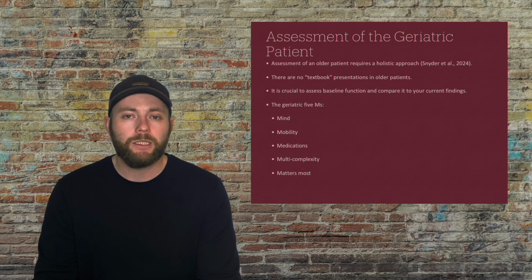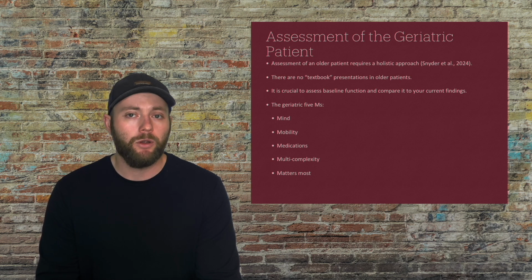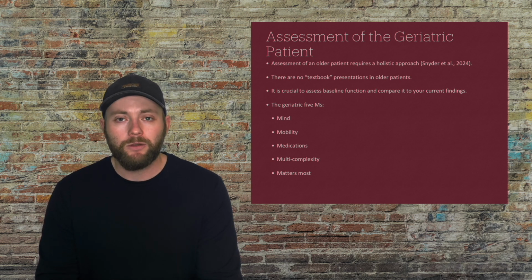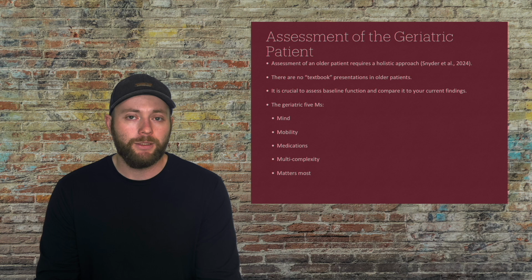When approaching the assessment of an older patient, it is crucial to determine the patient's baseline and compare that to our current findings. The geriatric 5 M's can help us make that determination and keep in mind some key considerations throughout the assessment. We start with mind. This involves determining if the patient's cognition is normal or impaired. Mobility is how steady is the patient's gait and balance. How well can the patient stand up and walk?